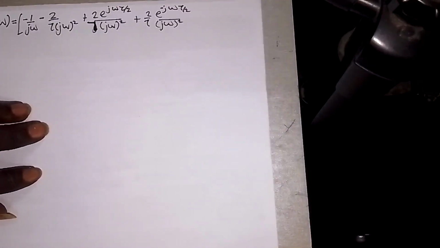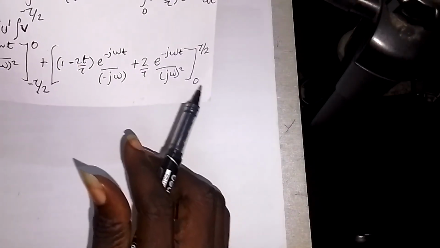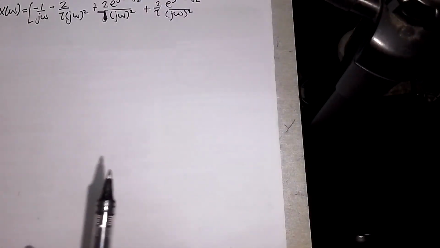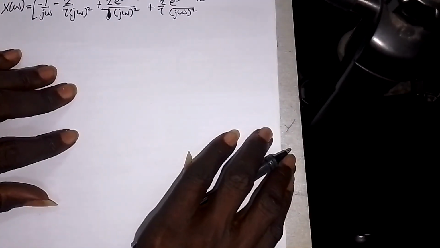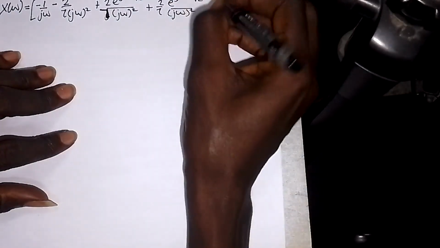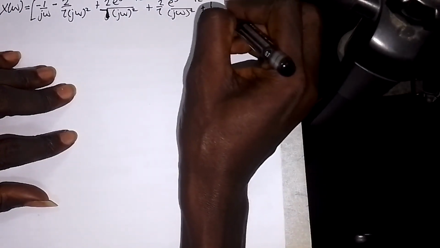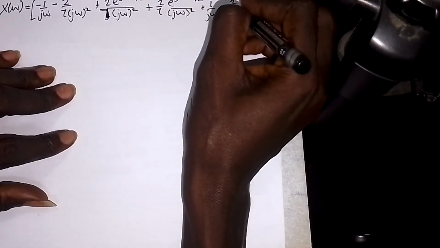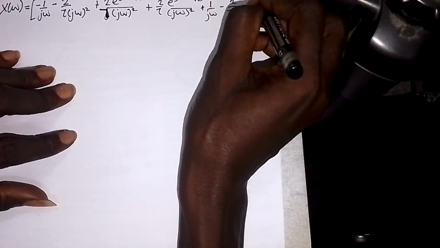All right. Then you put in the 0. This 0, you put it here, and then you put it also here. If you do that, this is what you're going to have. You're going to have plus 1 over j omega, and then you're going to have minus 2 on tau j omega squared. So this is what you're going to have.